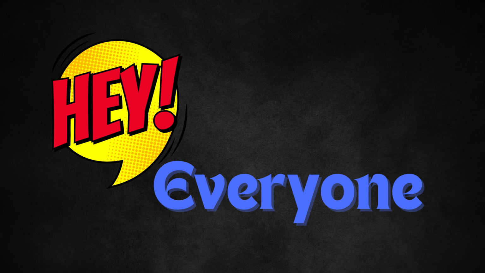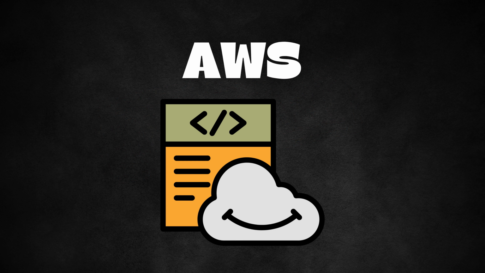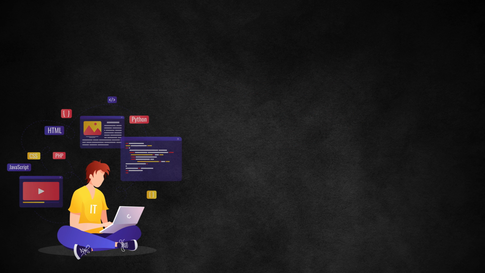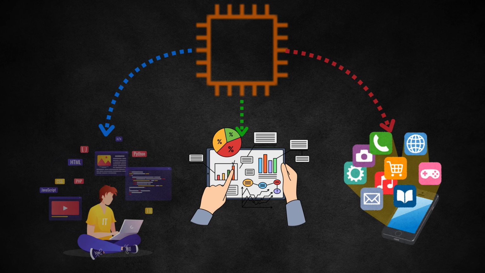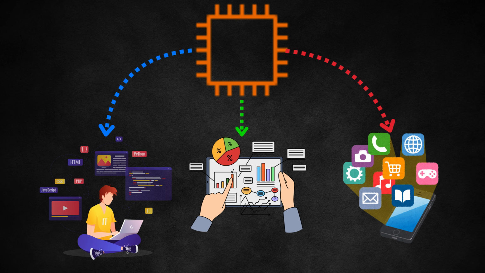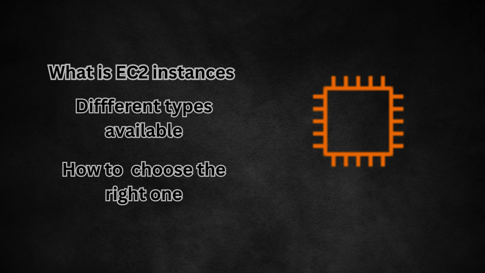Today we are diving into one of the most essential services in AWS, EC2 instances. Whether you are hosting a website, running a data analysis, or deploying an application, an EC2 instance can do it all. So let's break down what EC2 instances are, the different types available, and how to choose the right one for your needs. So what is an EC2 instance?